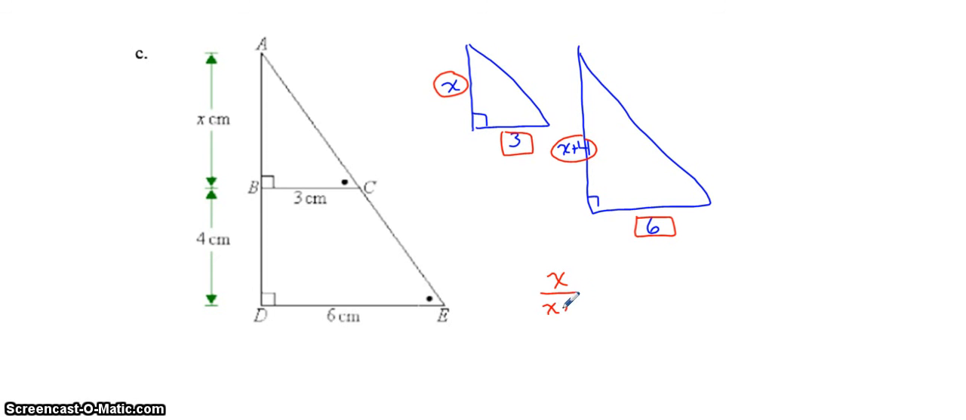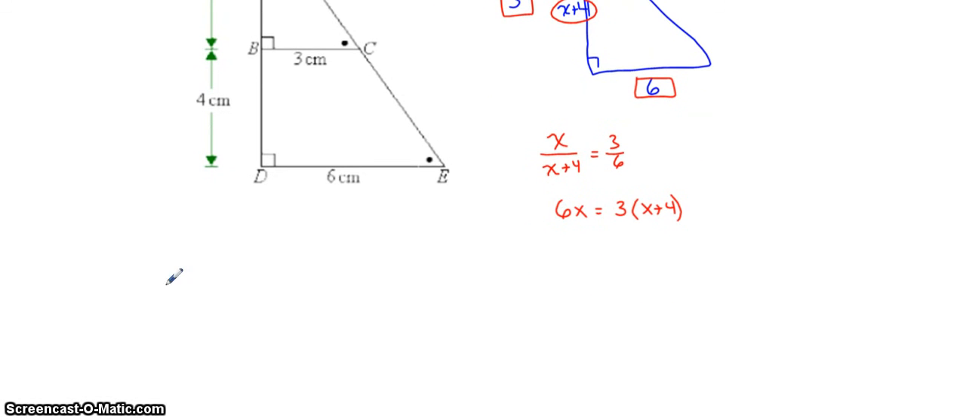x over x plus 4 equals 3 over 6. When you cross multiply, this way you get 6 times x. This way you get 3 times x plus 4. So you're going to have to use distributive law. 6x equals 3x plus 12. Subtract 3x from both sides. And divide both sides by 3. So that gives you x is equal to 4.